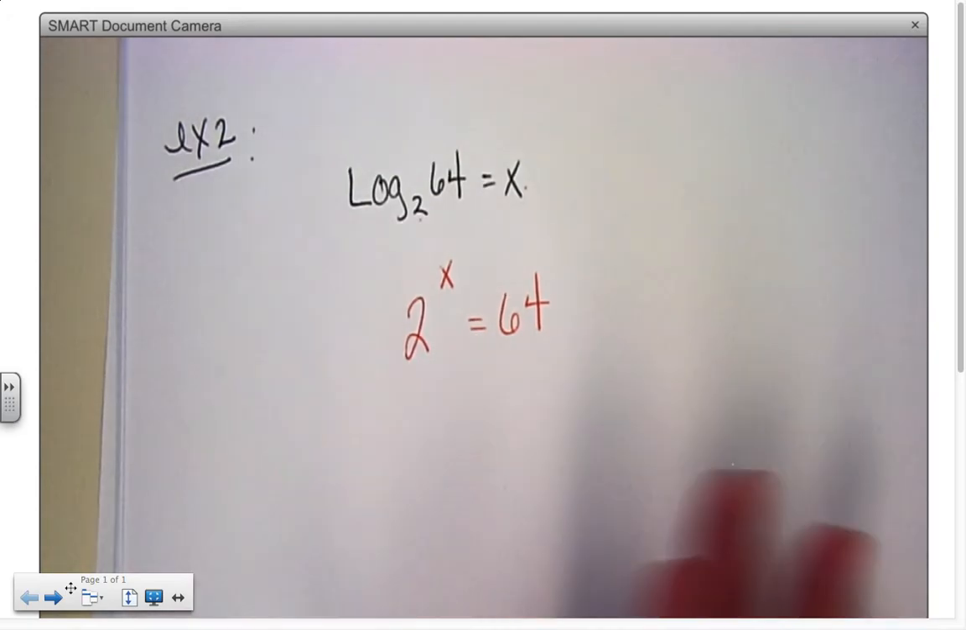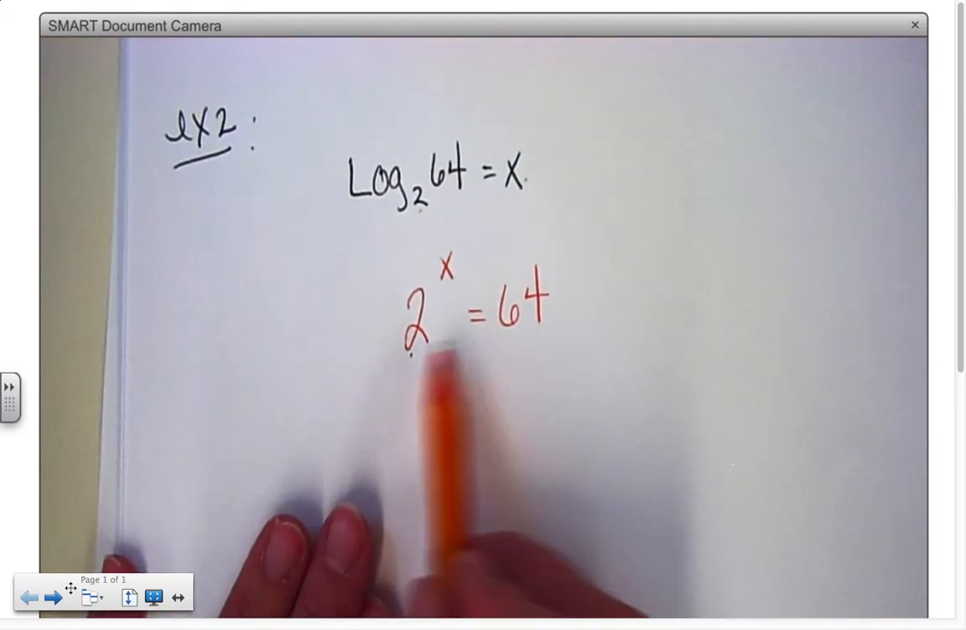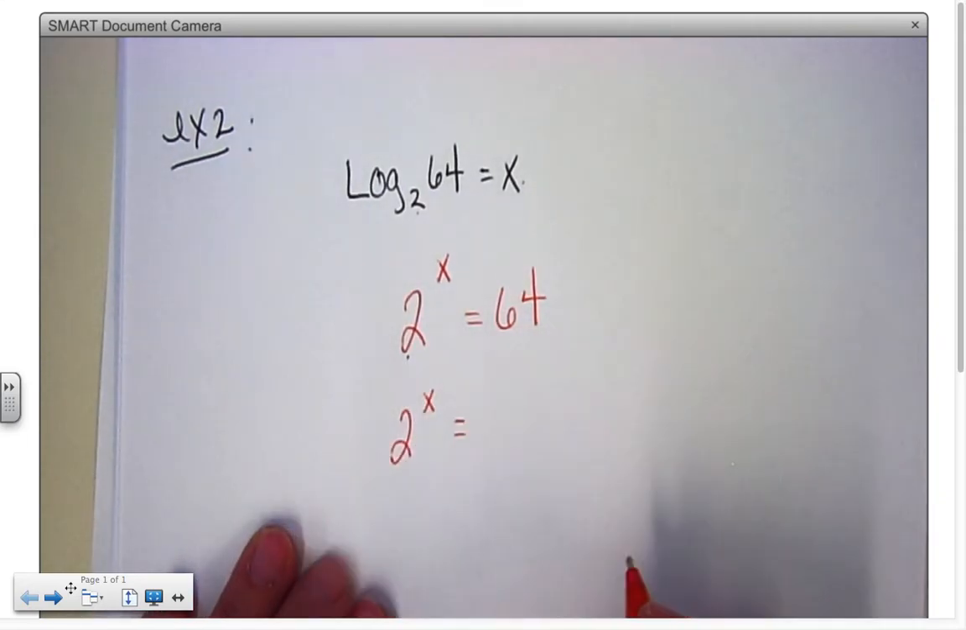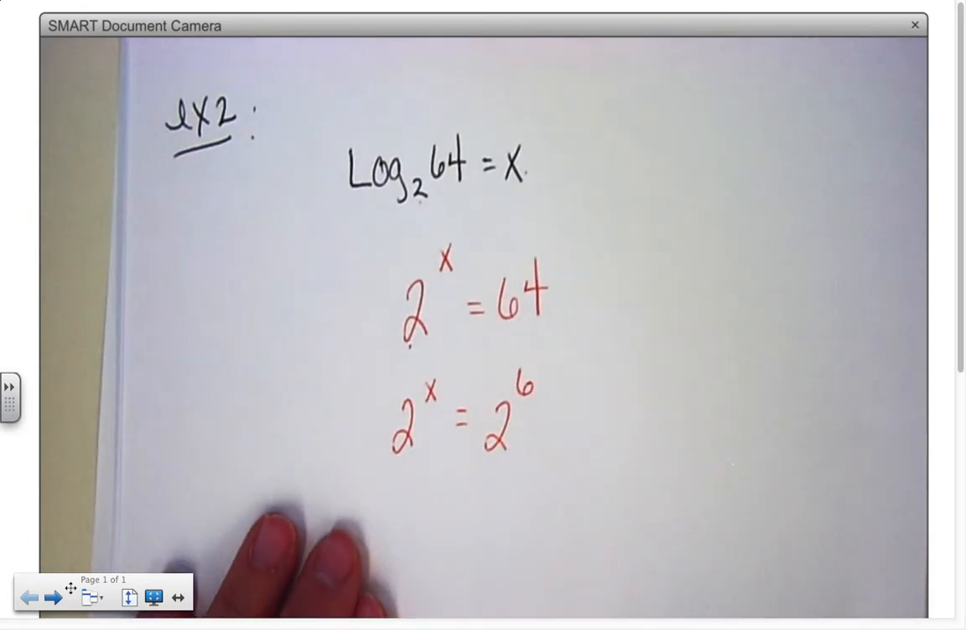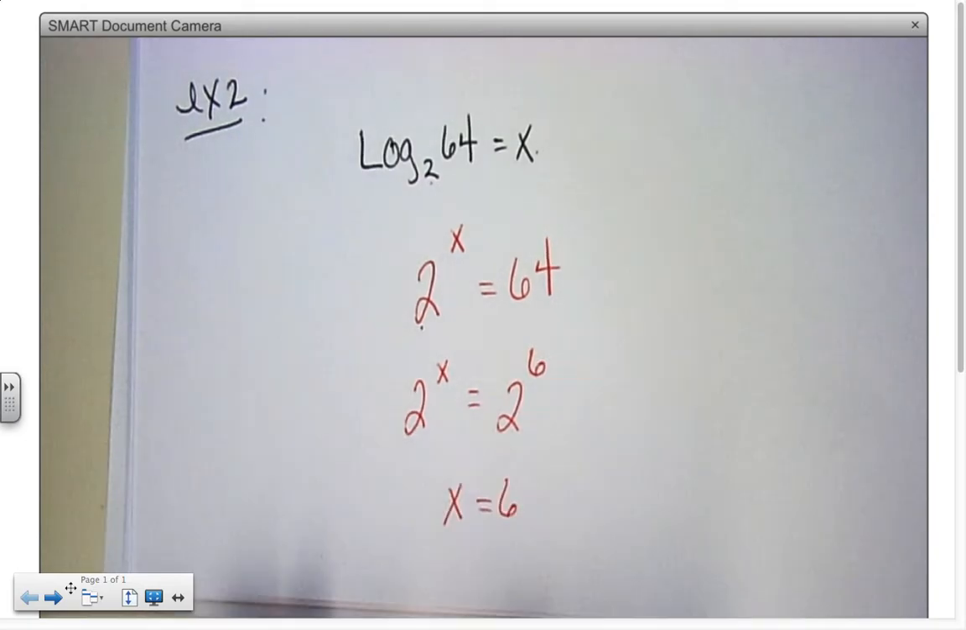We also had a strategy for solving this on day 3 as well, and that strategy was get a common base. So this is 2 up to the x. I would replace 64 with 2 to the 6th. Now that the 2's are alike, they drop out and x equals 6.